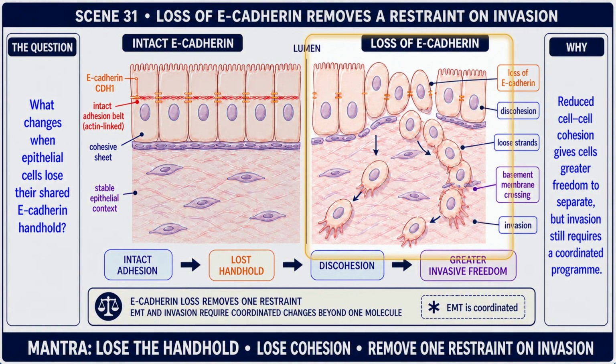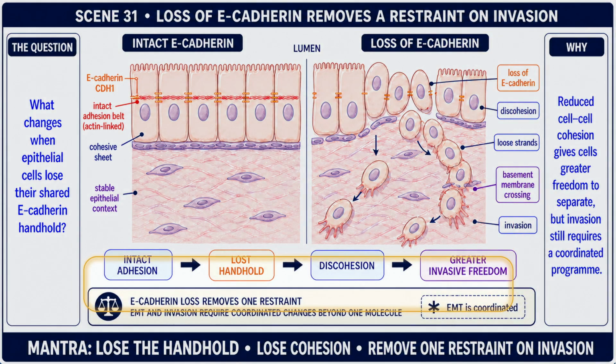When E-cadherin is lost, that handhold weakens. Cell borders separate, the sheet becomes discohesive, and individual cells gain more freedom to move. On the board, that is the transition from an intact adhesion belt to loose strands and basement membrane crossing.